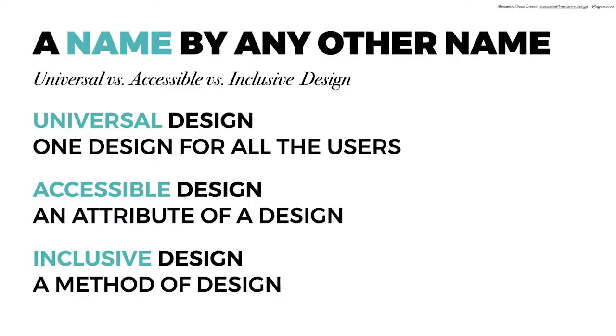Accessible design is just an attribute of inclusive design or universal design. You're working to make these things accessible. So that's the difference there. And then inclusive design is a methodology. It's what I'll be walking you through a little bit today.